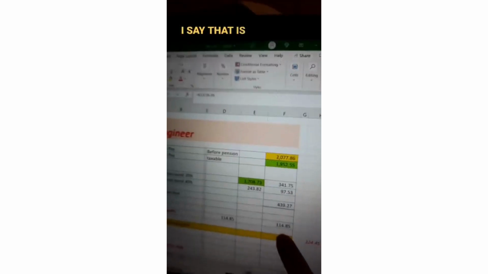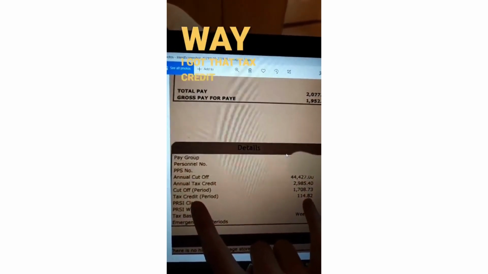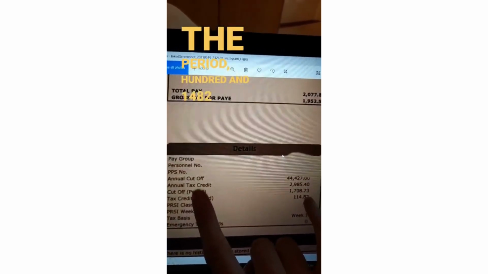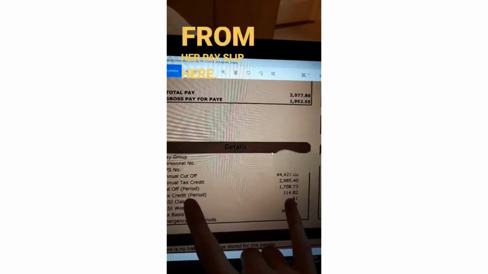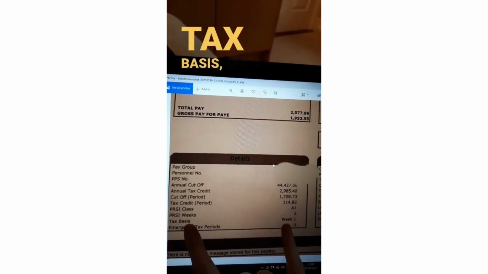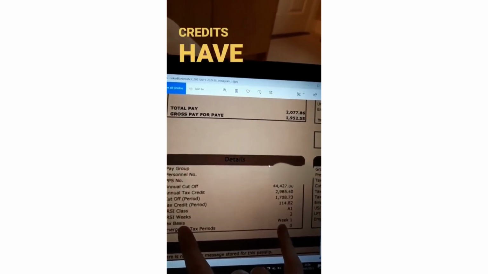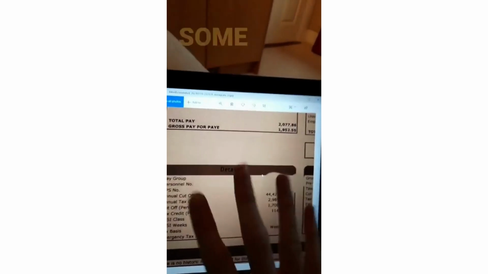The reason I say that is because if you go back to her payslip, and by the way, I got that tax credit for the period, 114.82, from her payslip here. So if you scroll down and look at her tax basis, she's on week 1 basis. So this means her tax credits have been amended for some reason.